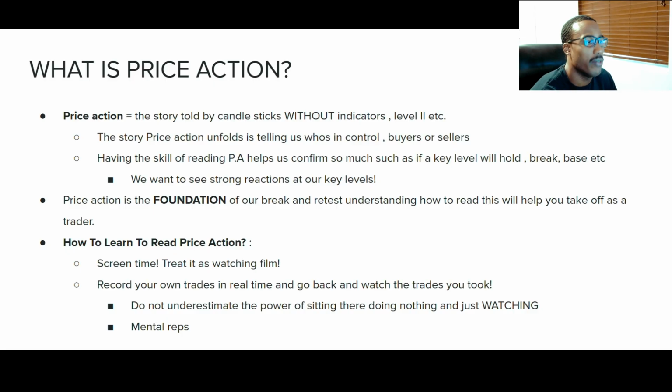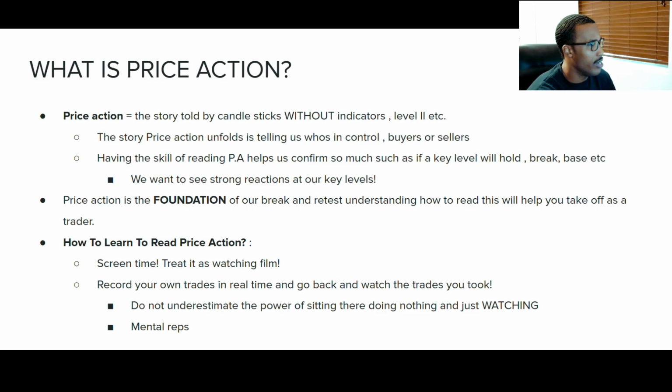So price action is the foundation of our break and retest. Understanding how to read this will help you take off as a trader. Now, I can't tell you to do these things and not tell you how, right? So, how to learn to read price action. And these are the things that I did. I'm not going to be a hypocrite. I'm going to give you the exact same advice and the tools that I used that helped me.